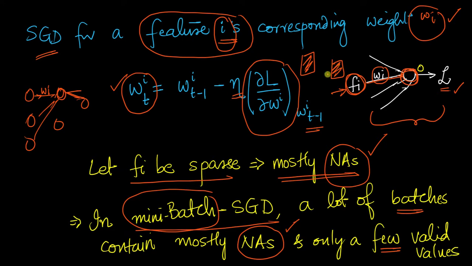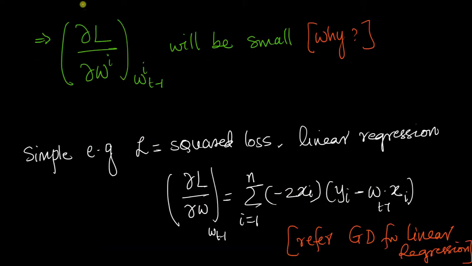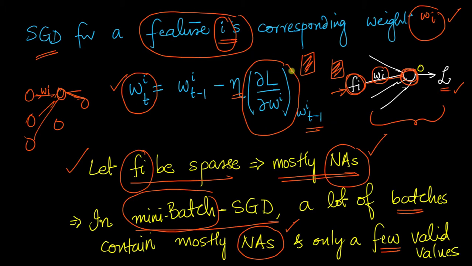Now, why is that relevant here? Let's look at the case where my feature i, or input i corresponding to weight i, is sparse. When that happens, my claim is that this partial derivative will be very small. Your obvious question is why? How can you say that this partial derivative is going to be very small?